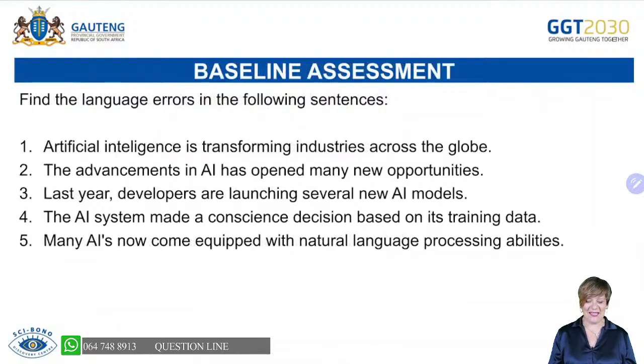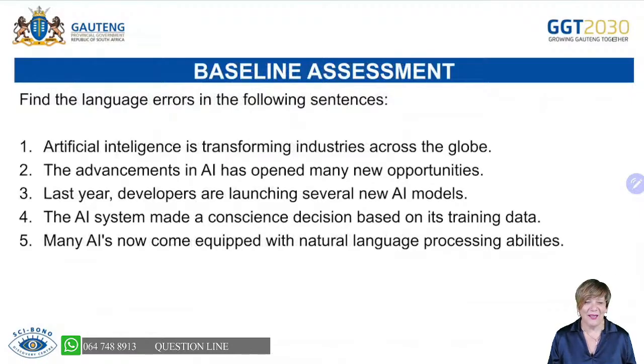So your first one says, "Artificial inteligence is transforming industries across the globe." Number 2, "The advancement in AI has opened many new opportunities." And 3, "Last year, developers are launching several new AI models." Number 4, "The AI system made a conscience decision based on its training data." And number 5, "Many AIs now come equipped with natural language processing abilities."